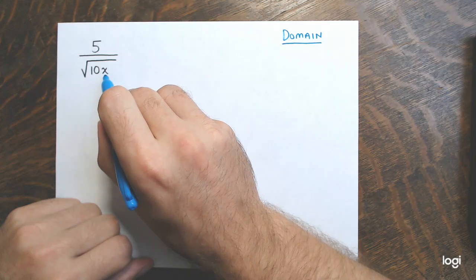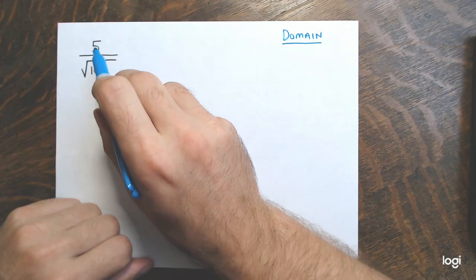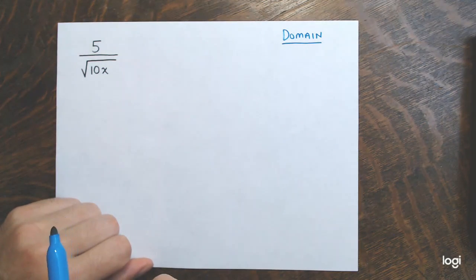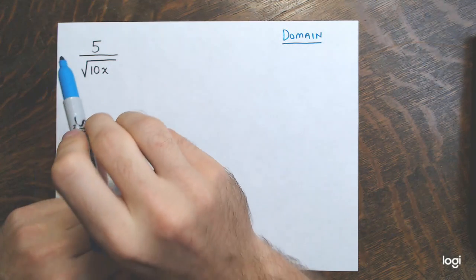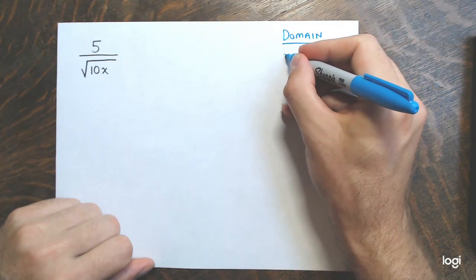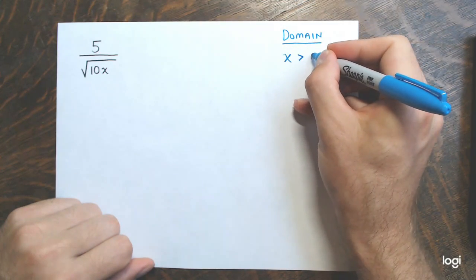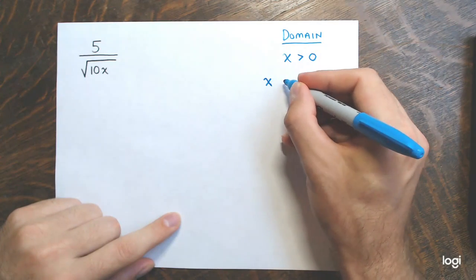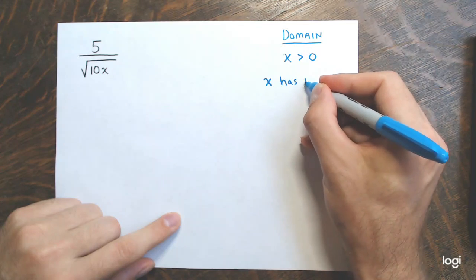Because if x were 0, you'd have 10 times 0, you'd have the square root of 0, which is 0. You'd have 5 divided by 0. Remember, division by 0 is bad. It's undefined. It has no meaning. So x can't be negative, and on top of that, x can't be 0. So the only values I can plug in for x are positive values. So x has to be greater than 0, or I could write this in words, the value I plug in for x has to be a positive number.